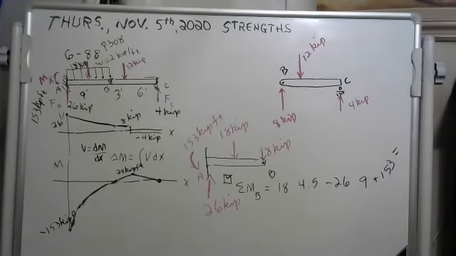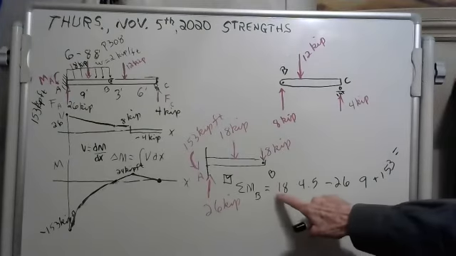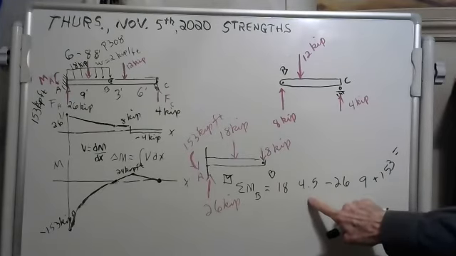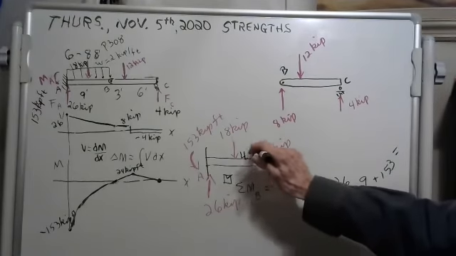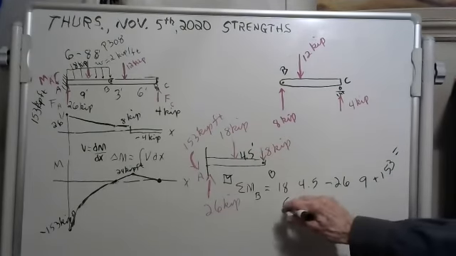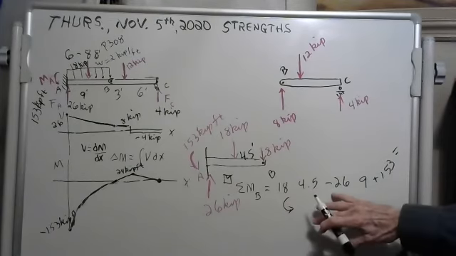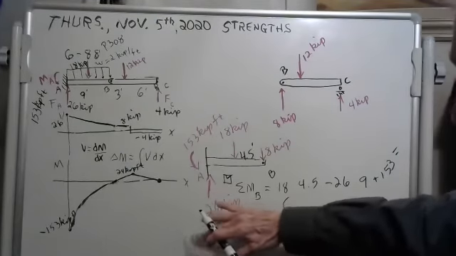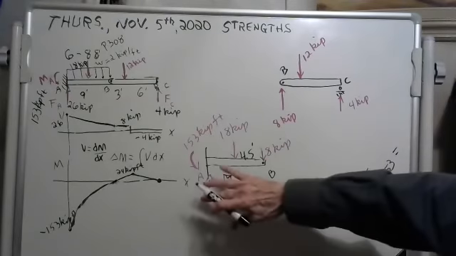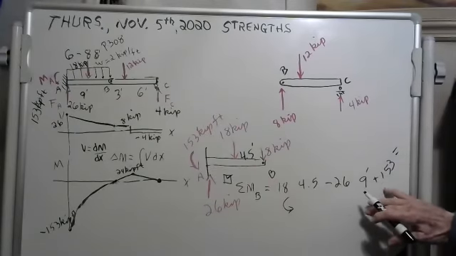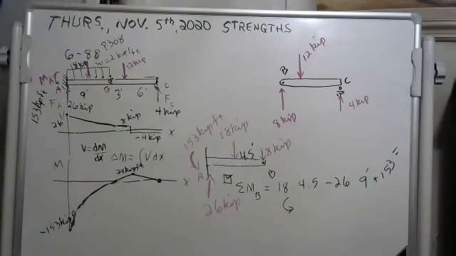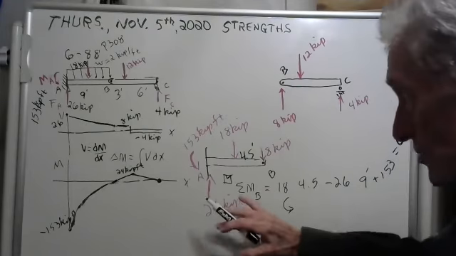Get your calculators there and go 18 times 4.5. How come it's positive? Because it's counterclockwise. That's how come. See, this distance is 4.5 feet. That's a counterclockwise moment, and so it's positive. Now this is a negative. See that 26 kips times 9 feet? It's negative. Plus 153, that's positive. Okay, I'm adding this up now. 26 times 9 plus 153. By Jove, I get 0. The sum of the moments is 0.